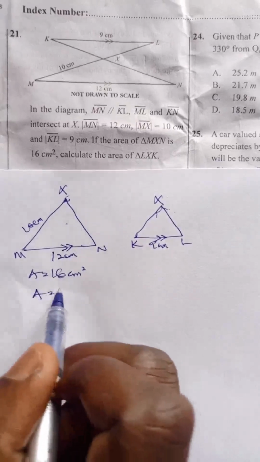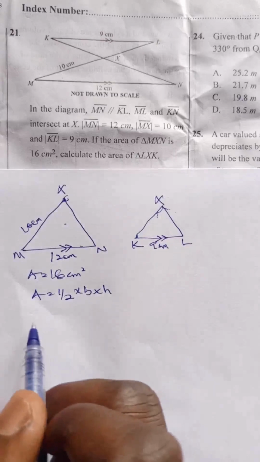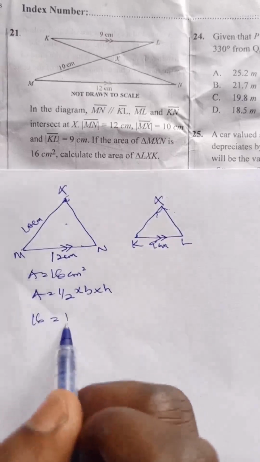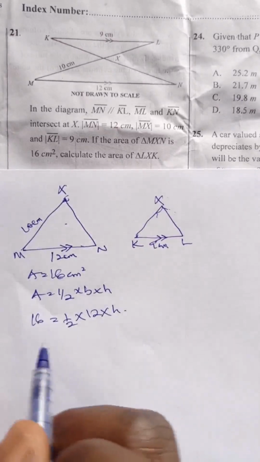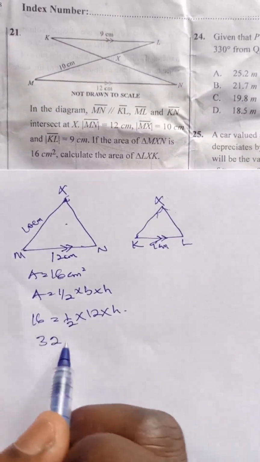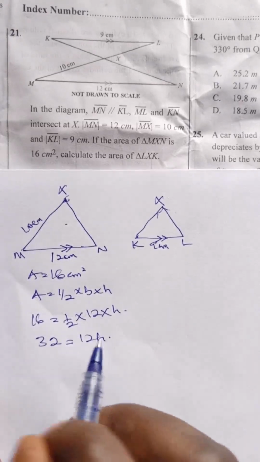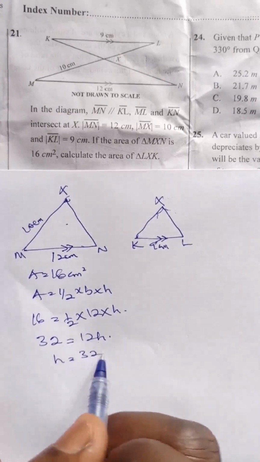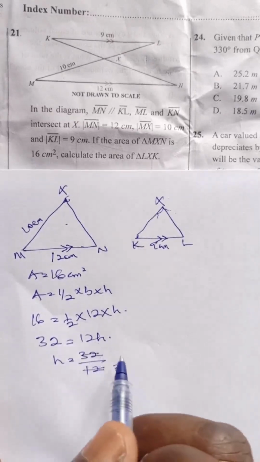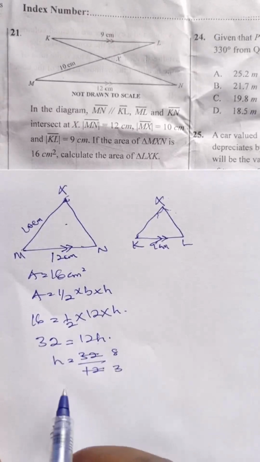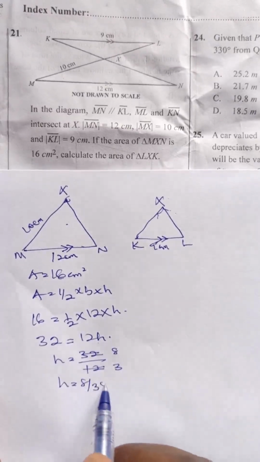From area is equal to half base times height. That is the formula for calculating the area of a triangle. Substitution, this is 16 is equal to half multiplied by what is the base? 12 multiplied by the height. From here, we can get the height. So when you cross multiply, you're going to have 32 is equal to 12h, and divide both sides by 12 to get h. h is equal to 32 over 12, and 4 in 12, that is 3, and 4 in 32, that is 8, which means for this triangle XMN, height is 8 over 3 centimeter.